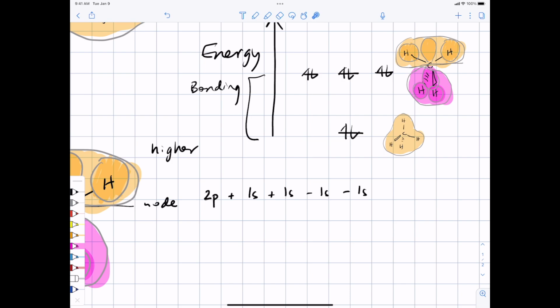And if you sort of take a step back and squint, it doesn't actually look that different from an s orbital and a p orbital. It's sort of a similar type of pattern.